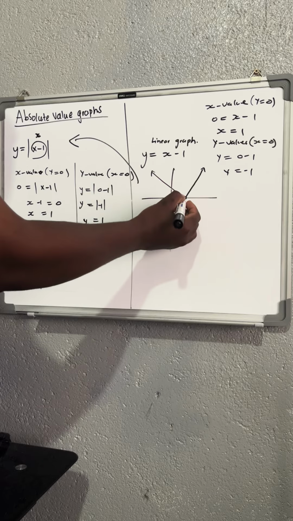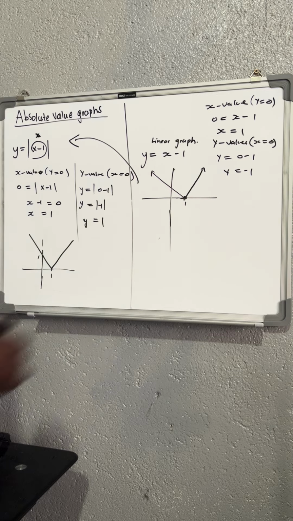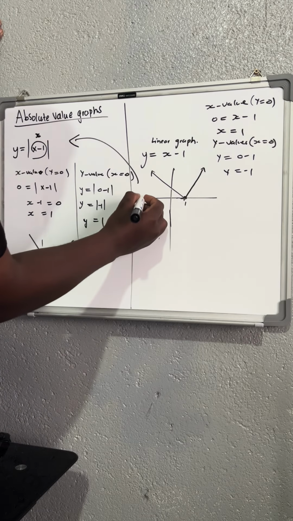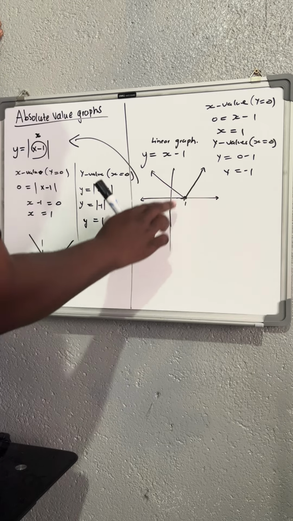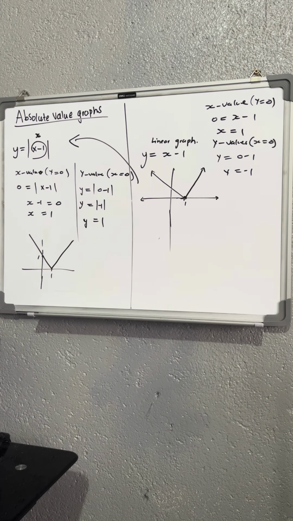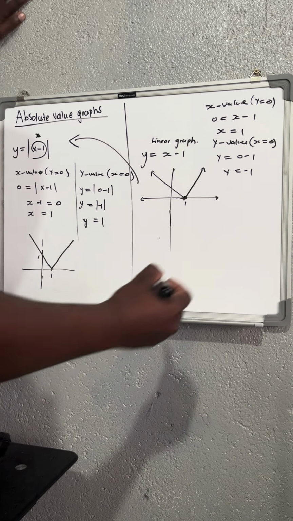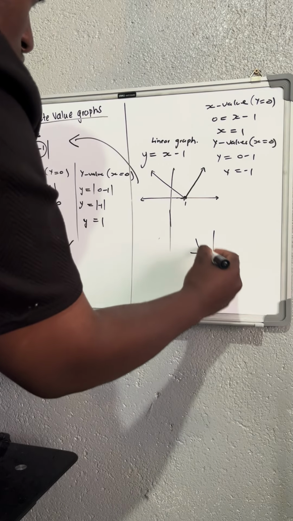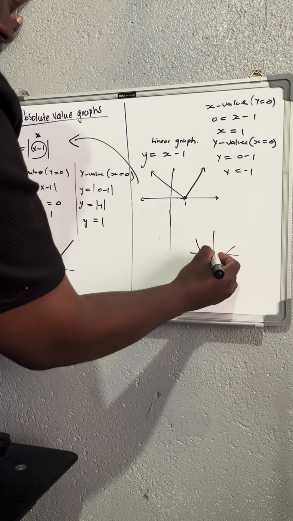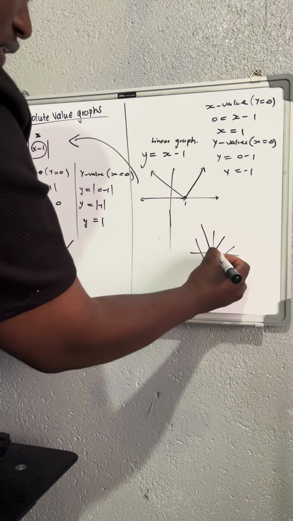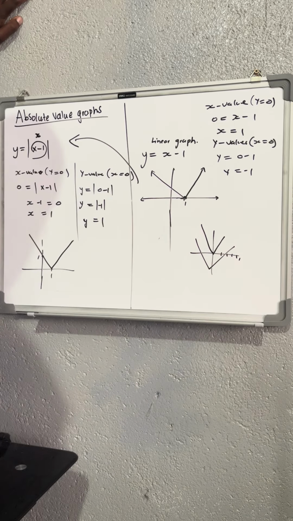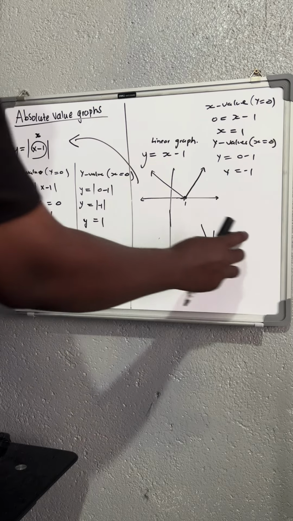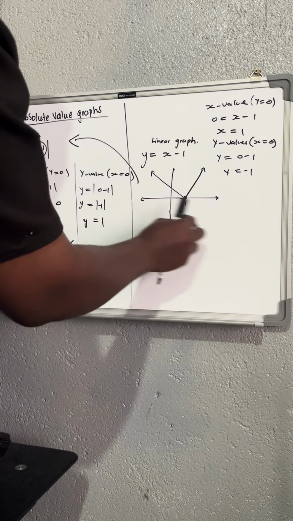So what happened here was that your absolute value graph will always be above your x-axis. It can never be below. So you will never have a graph that will look like this. It always starts here and goes up, or it can make shifts within the x-axis, but it never goes below.